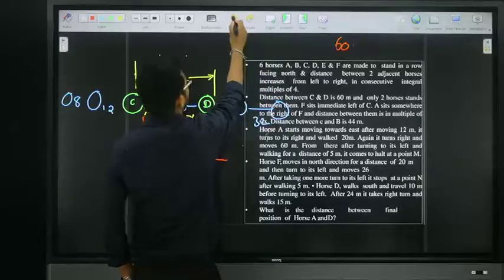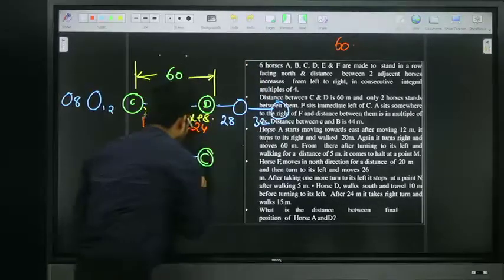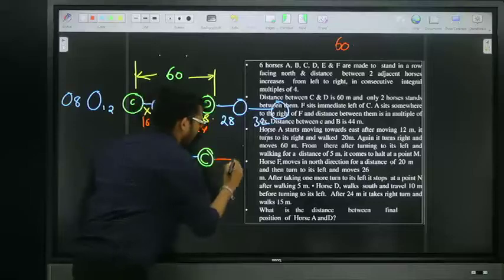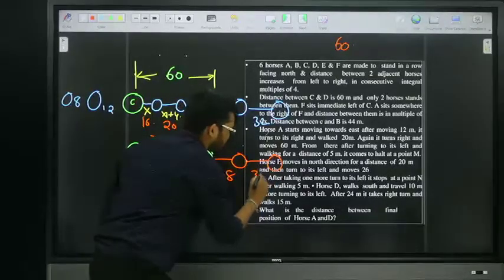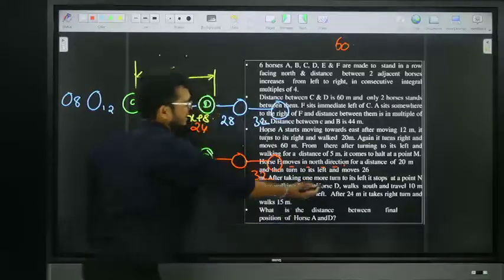See here, this one is what? 20. This one is what? 24. Next, again we are having 1 horse. This one is what? 28. Next, again we are having 1 horse. This one is what? 32. And so on.